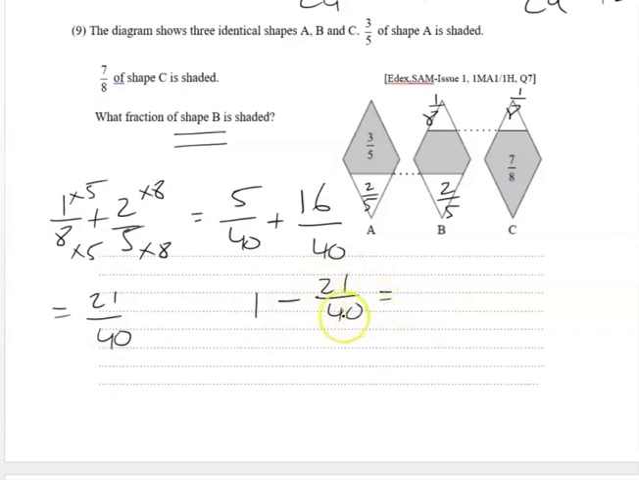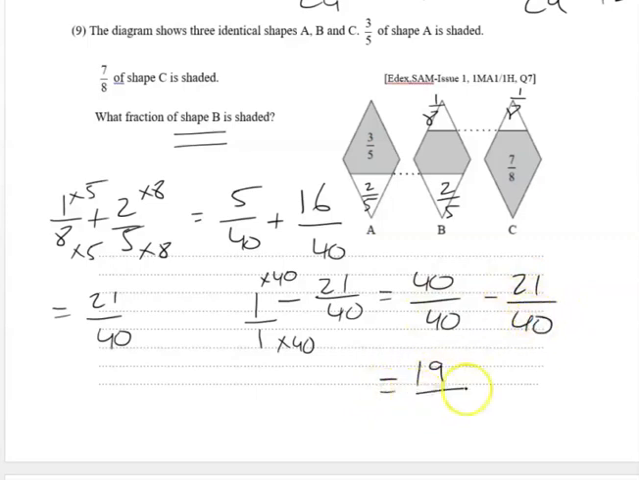And that's going to give us, now 1 as a whole number can be changed into a fraction by writing 1 over 1. Now when I write it as 1 over 1, I can give it a different denominator. So I can work out the LCM of 1 and 40. That's going to give me 40. So you times it by 40 here and by 40 here. So we're going to get 40 over 40 minus 21 over 40. Now our answer is going to be 19 over 40. And this fraction of the shape is shaded.